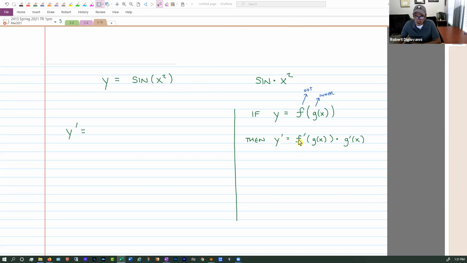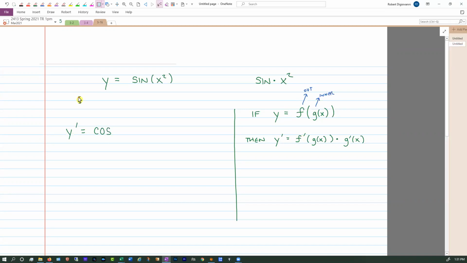Okay, so according to this formula, it says if we have an outer function and an inner function, the derivative of this, what we do is we start by taking the derivative of the outer function. So Emmanuel, what's the derivative of the outer function? So what's the derivative of sine of something? That would be cosine of x. Cosine, right? You said cosine x, right? Isn't that what you said?